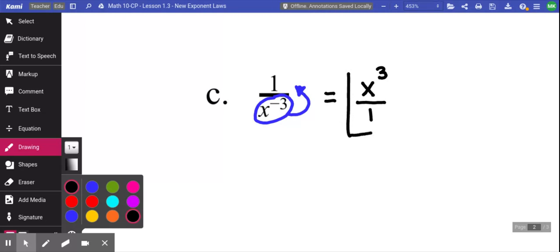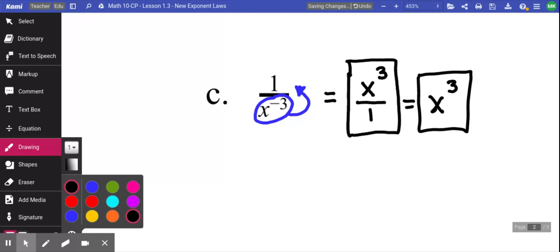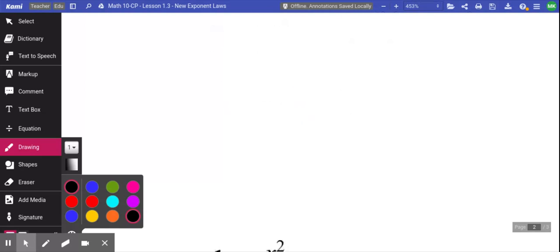And you could do that. Or you could just write x to the power of 3. Right? We don't typically write divide by 1. If you do, it's not wrong. We just don't typically write it like that. Find negative powers, move them to the other side. Perfect. Let's try D.